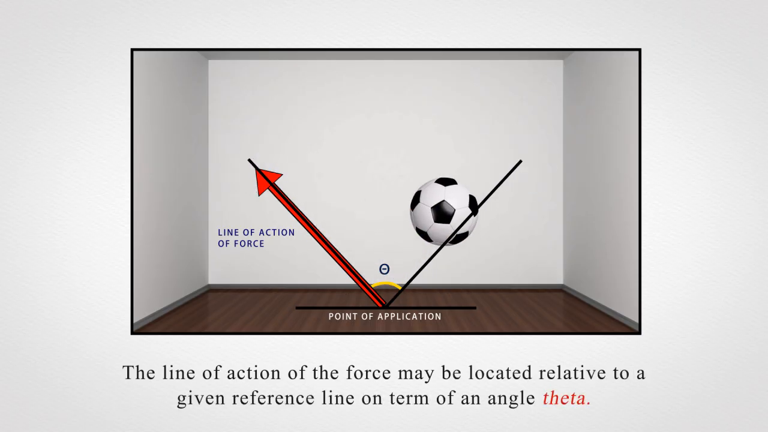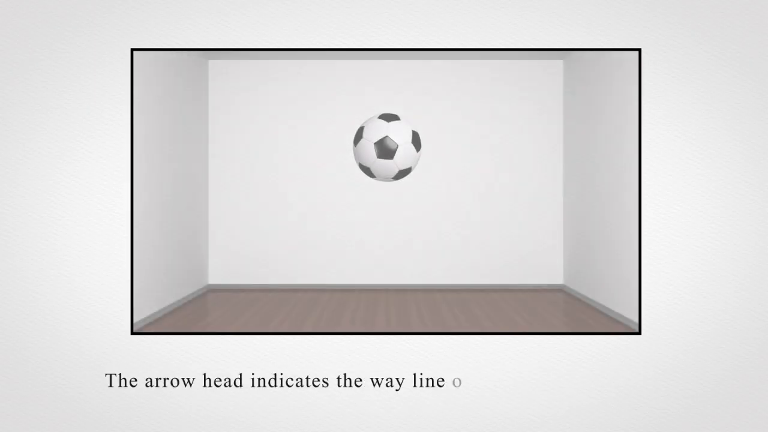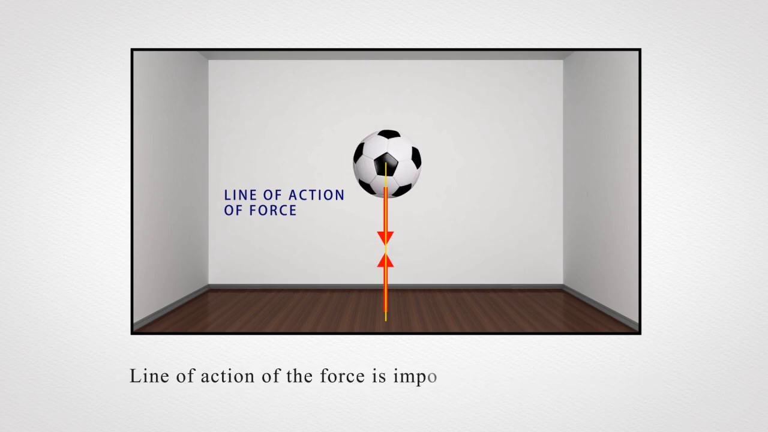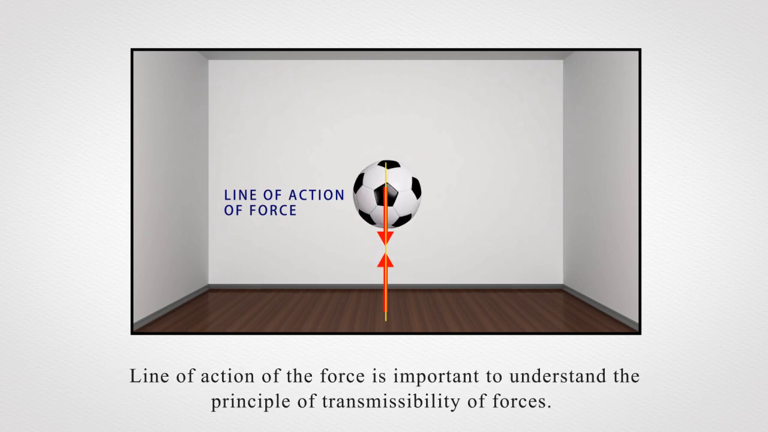The line of action of the force may be located relative to a given reference line in terms of an angle theta. The arrowhead indicates the way the force acts along the line of action. The line of action of the force is important to understand the principle of transmissibility of forces.